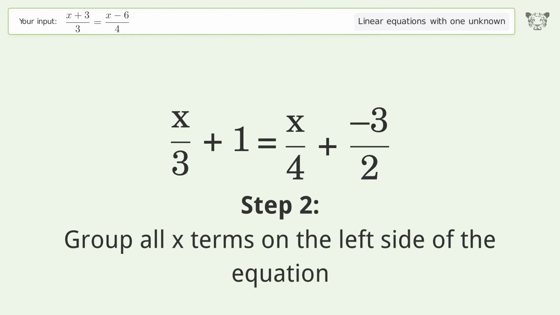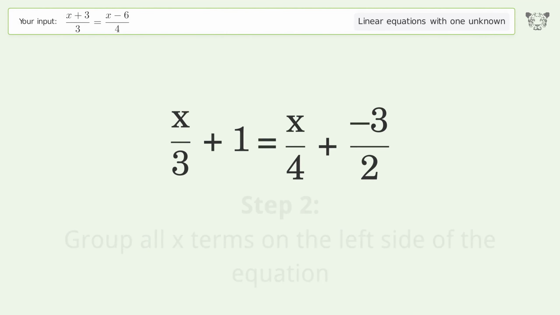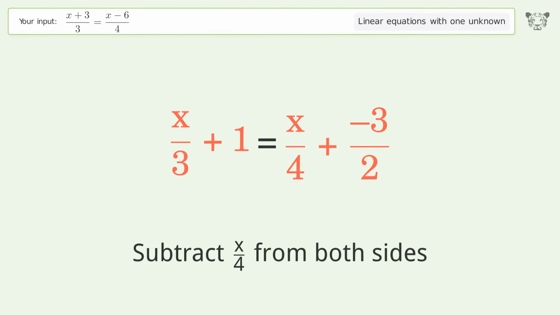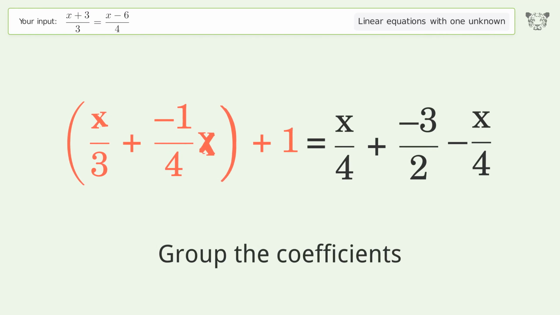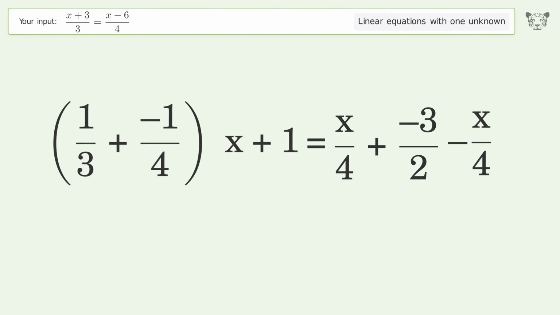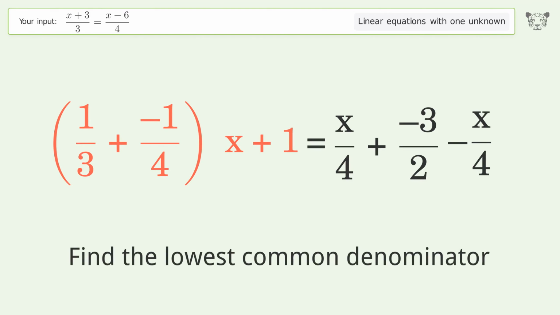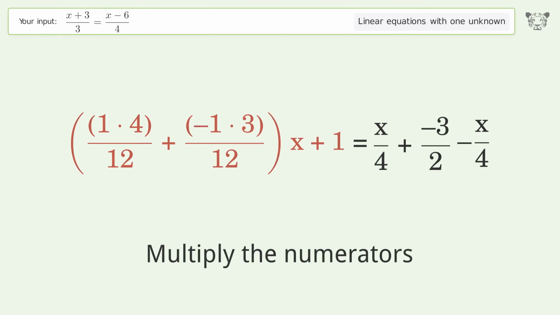Group all x terms on the left side of the equation. Subtract 10/4 from both sides. Group like terms. Group the coefficients. Find the lowest common denominator. Multiply the denominators. Multiply the numerators.